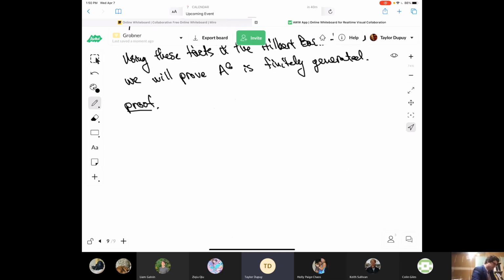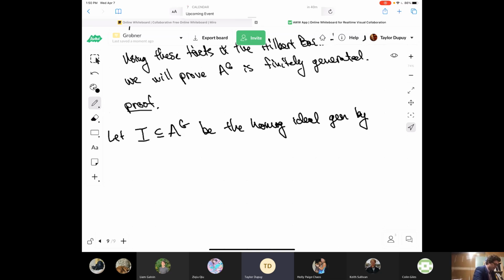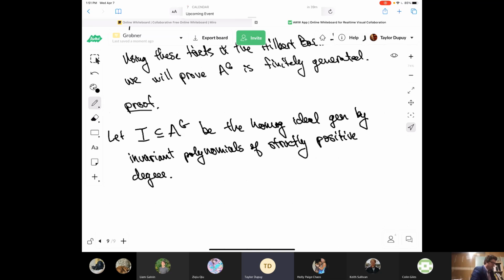We're going to let I in AG be the homogeneous ideal generated by homogeneous invariant polynomials of strictly positive degree.